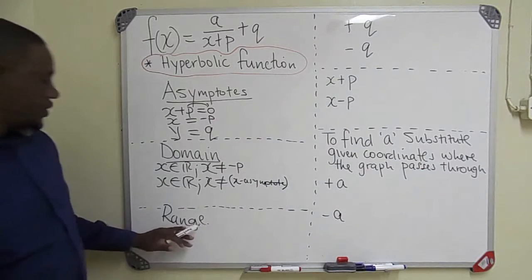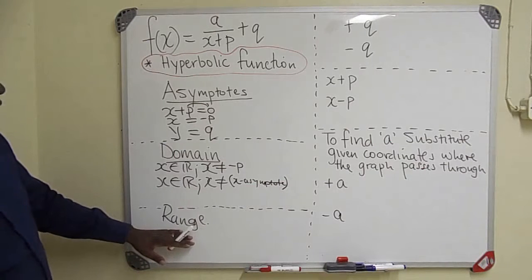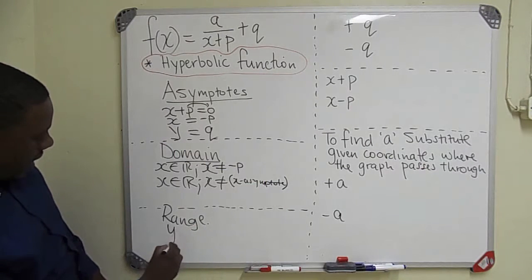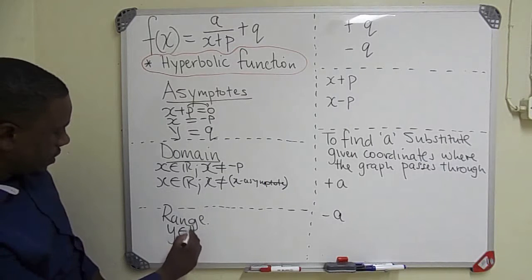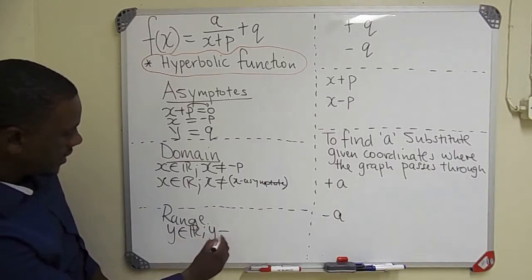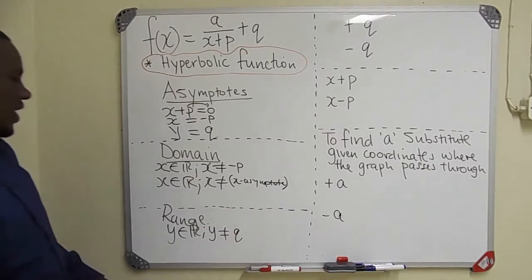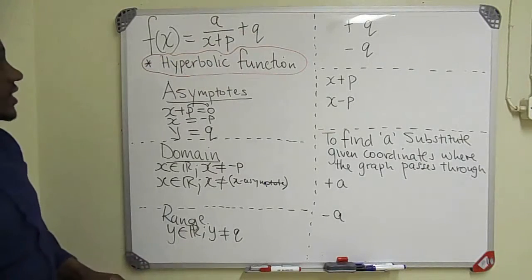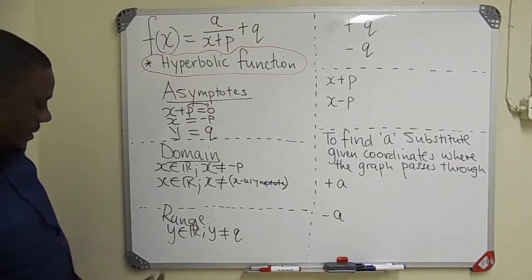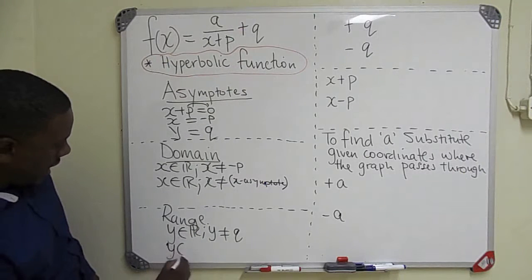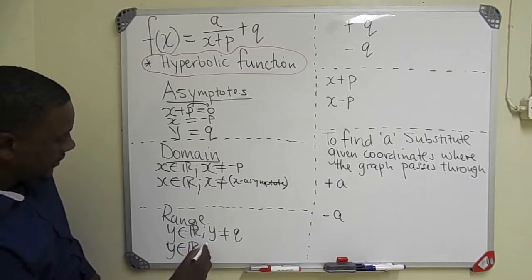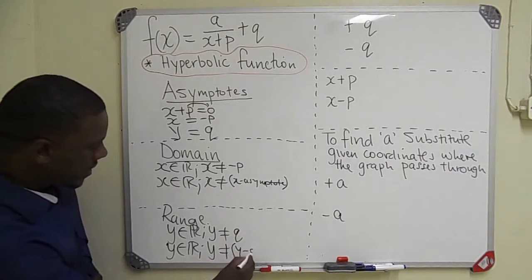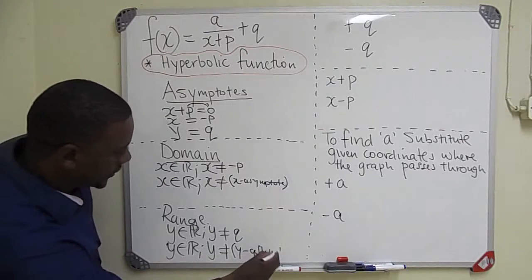Let's come to the range. Range defines the output. So this one is y, an element of real numbers, y is not equal to q. Where do we get this q? It is this q that you see here, the asymptote in y. So y, an element of real numbers, y not equal to the y asymptote.